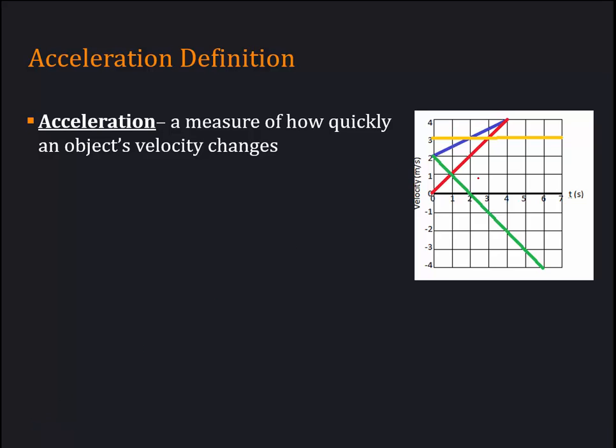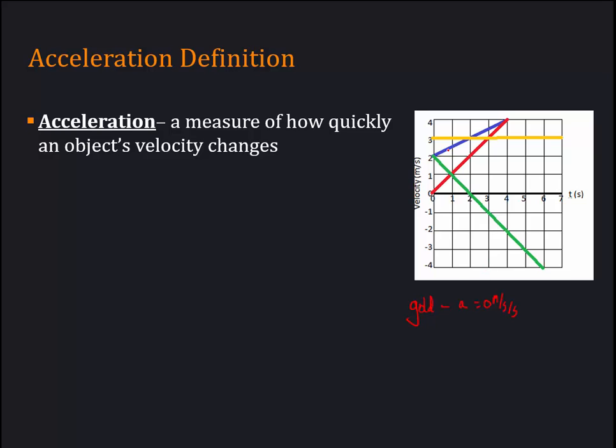I have a bunch of velocity time graphs over here. So all of these show a changing velocity except for this golden colored one. That yellowish orange gold thing shows a constant velocity of 3 meters per second. So the gold one has an acceleration of 0 meters per second squared. It has no change in velocity. The velocity is constant, no acceleration.